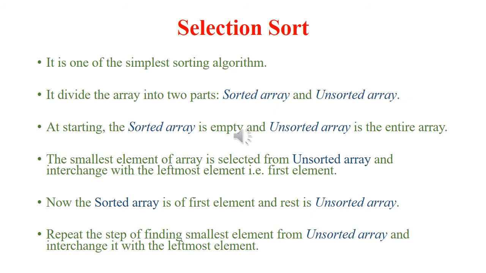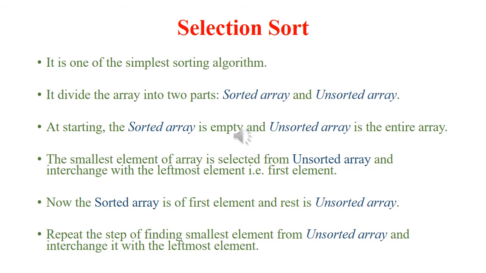Let's start with the selection sort. It is one of the simplest sorting algorithms. It divides the array into two parts. One is called the sorted array and another is called the unsorted array. Basically, this division is not a physical division. It is just a logical division. The array remains the same, but we logically divide it: up to here it is the sorted array, and after that there is the unsorted array. So we logically divide the array into two parts, sorted and unsorted.